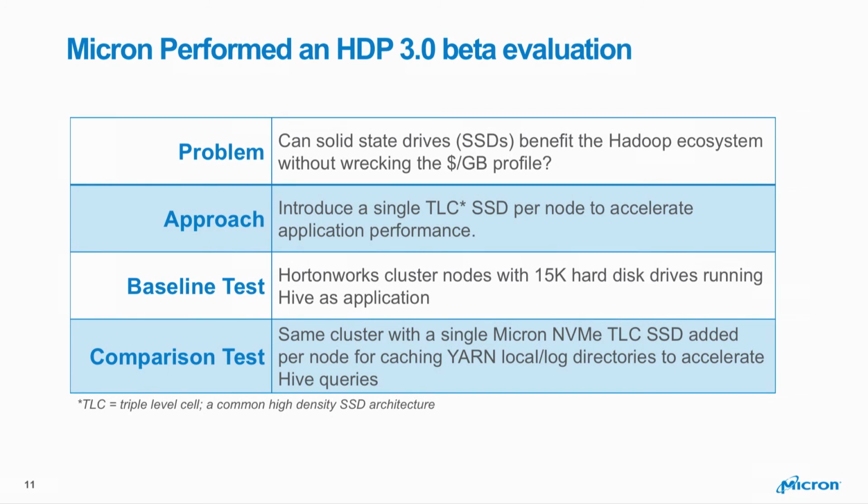So our baseline was from testing a cluster with 15K hard drives running Hive as an application. The comparison test was done with an identical cluster with a single Micron TLC NVMe SSD added to each node for caching YARN to accelerate Hive queries.